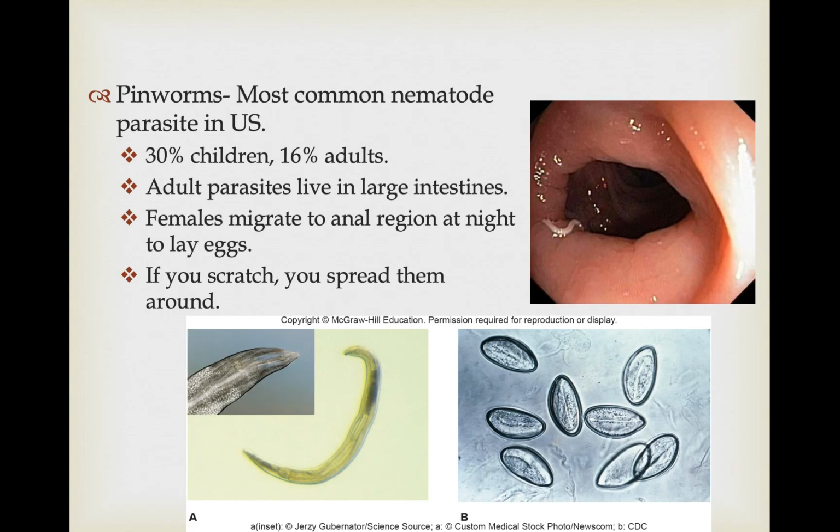Pinworms. Now we're going to go from rare to really common. Pinworms are the most common nematode parasite in the U.S. About 30% of children, about 16% of adults at any given time have pinworm infections. And again, the adult parasites live in the large intestines. In this case, the females have this behavior where they migrate to the anus at night to lay eggs around the rim of the anus.